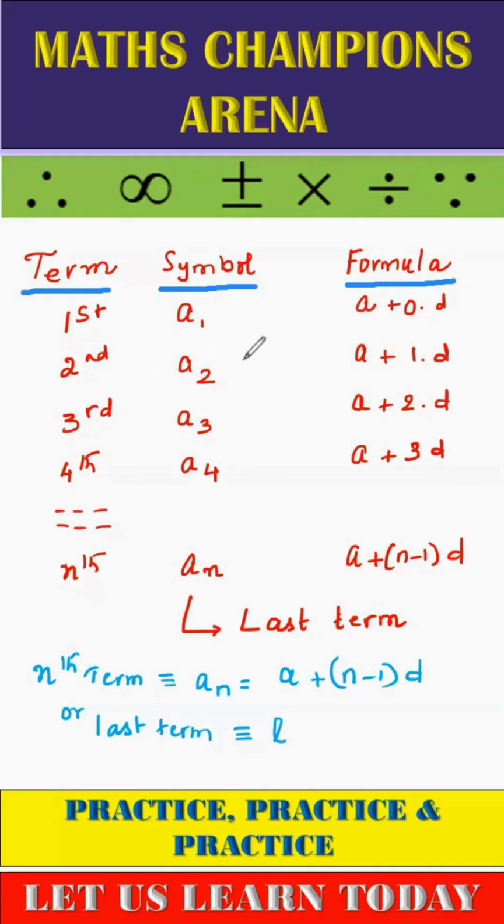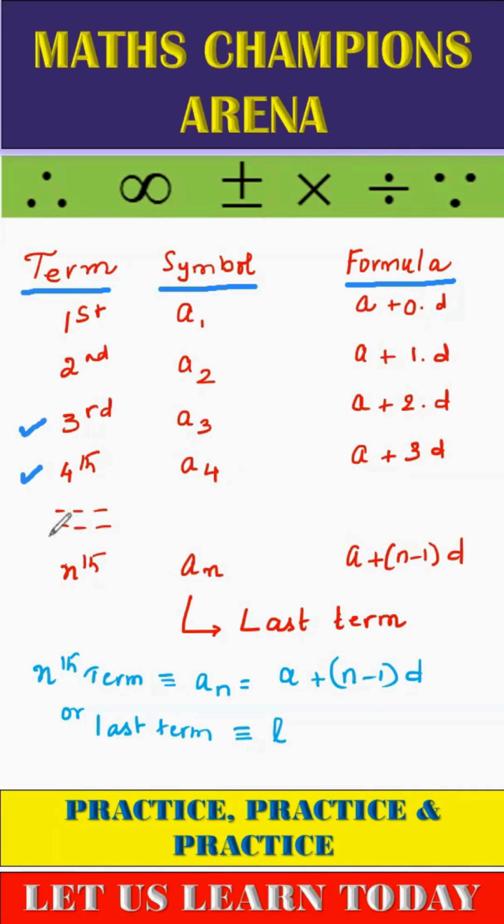The second term is a2, given as a plus 1 into d. The third term is a3, and it is a plus 2 into d. The fourth term, a4, is given as a plus 3 into d. Whenever I say the fourth term, it is written as a4, so 4 and 4 are matching. But when I write the formula in terms of the first term and the common difference, it becomes a plus 3d. That numerical 3 is 1 less than the term number.